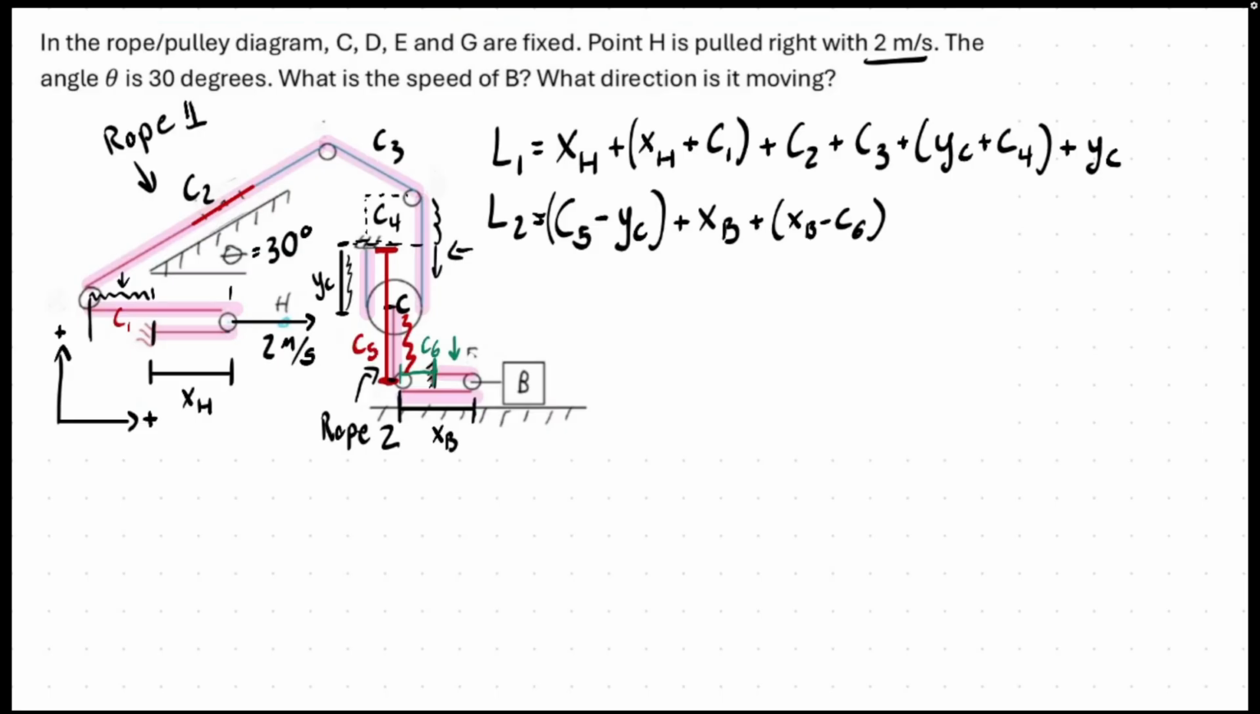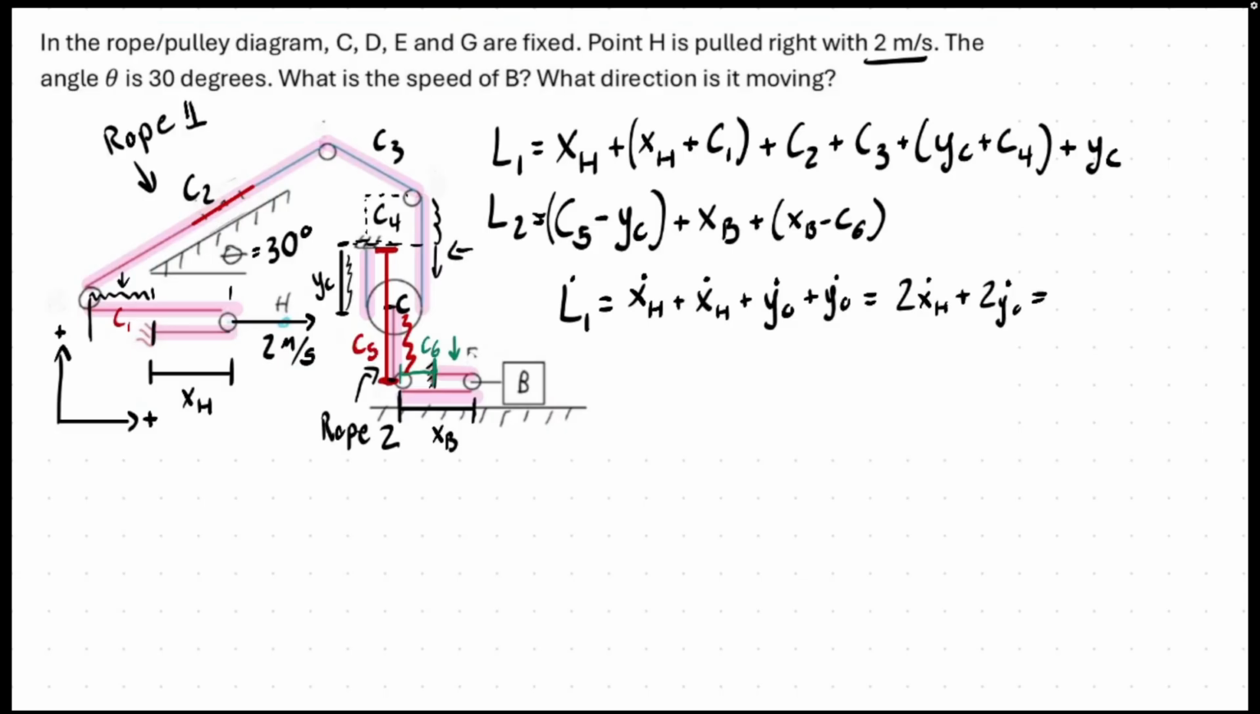All right, so there's a lot of constants in this one, which is fine. We actually don't care how many constants we add because we're going to take a derivative and constants disappear either way. So let's take the time derivative of L1. L1 dot equals 2XH dot plus XH dot. The constants disappear, plus YC dot, and then constant 4 disappears, and then plus YC dot again. So after all, this becomes 2XH dot plus 2YC dot.